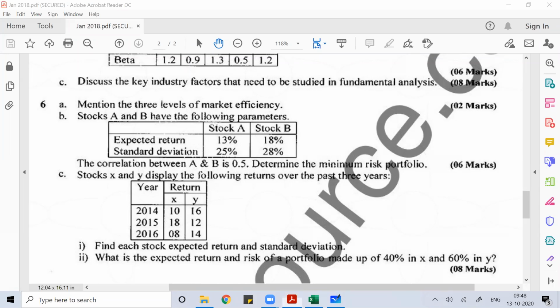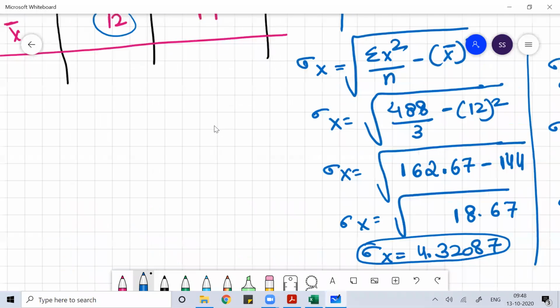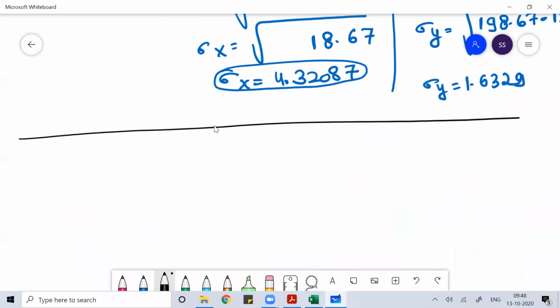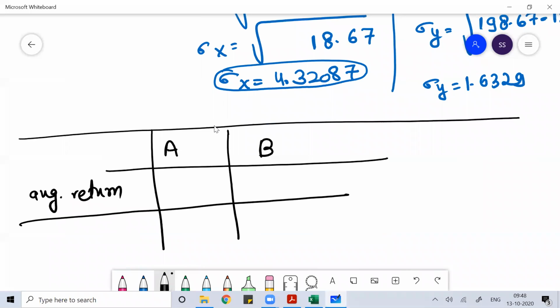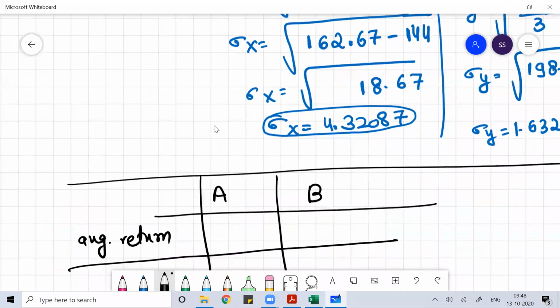So if I make a portfolio with 40% of X and 60% of Y, what is the expected return and risk on the portfolio? Based on the output you get, you have two stocks, A and B. Now, what is the average return on each stock? The average return for X is 12 and for Y is 14.